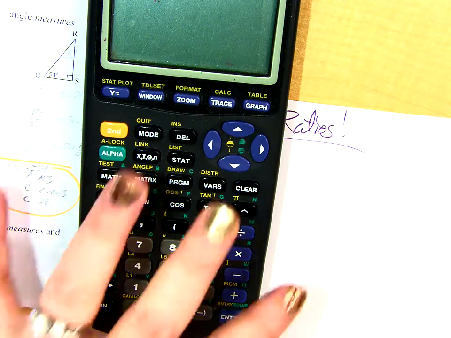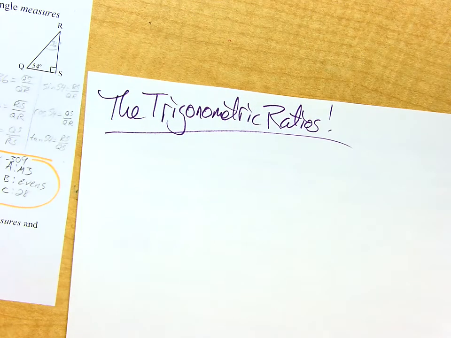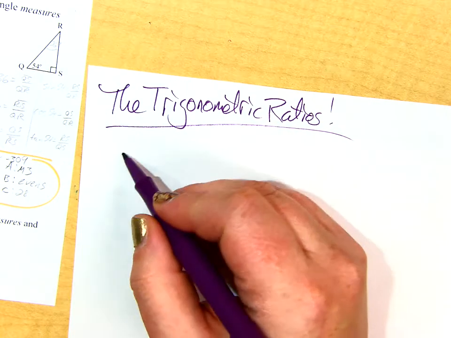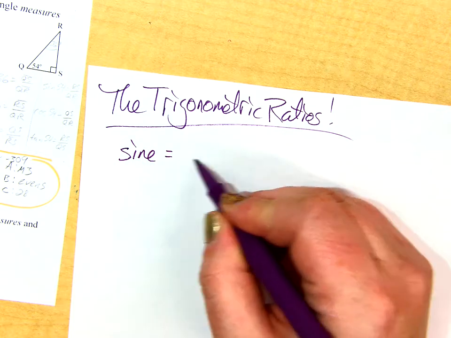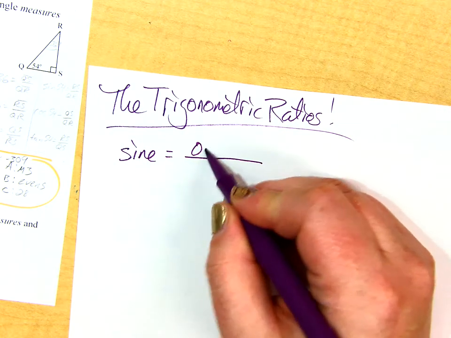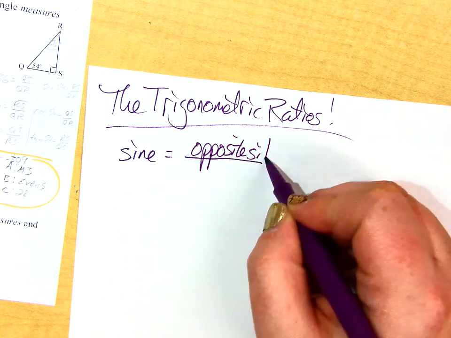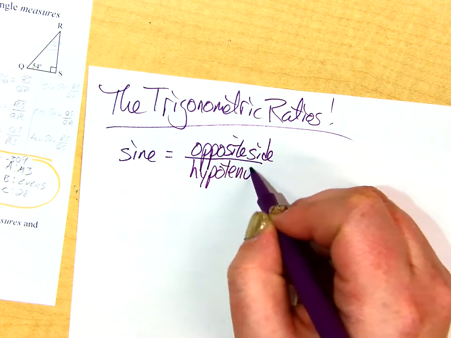Well, what the heck are those 3 words? I have no idea. This is so confusing. Don't worry, I'm going to teach you right now. There are 3 trig ratios that we're going to look at. The sine is equal to the opposite side over the hypotenuse.